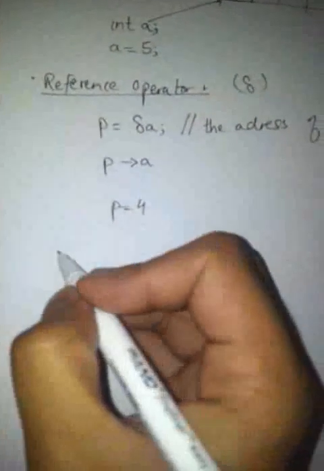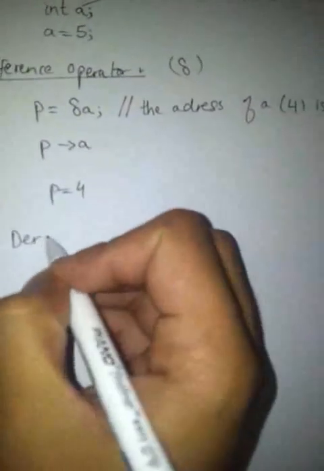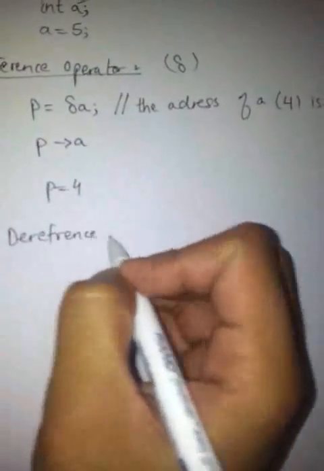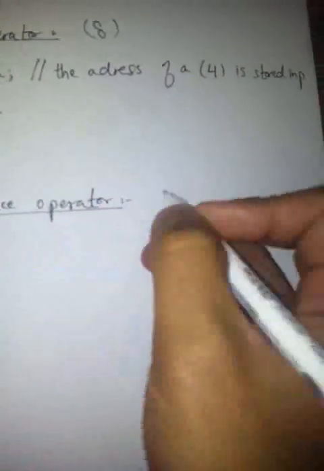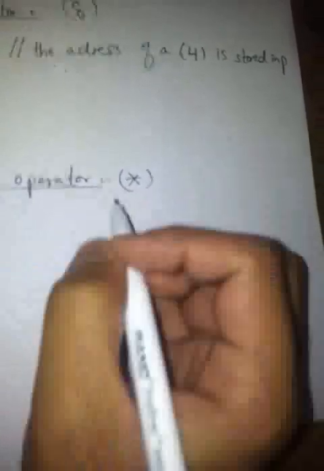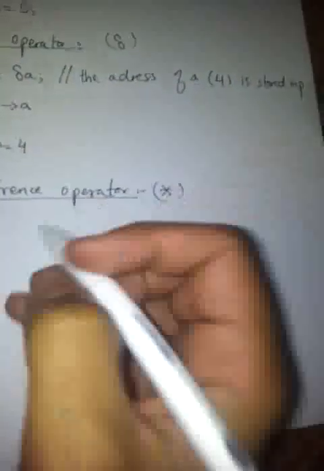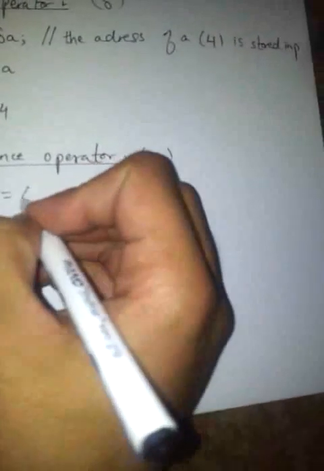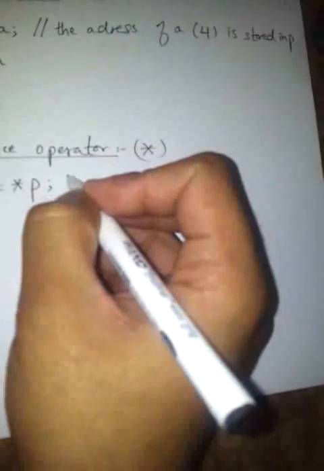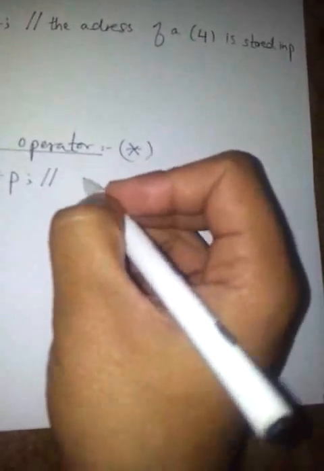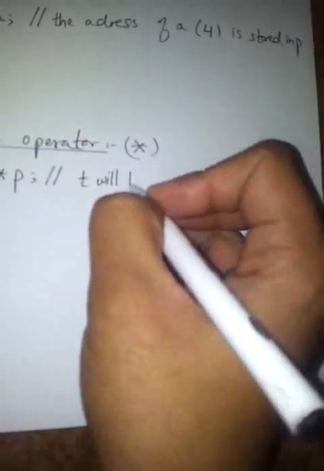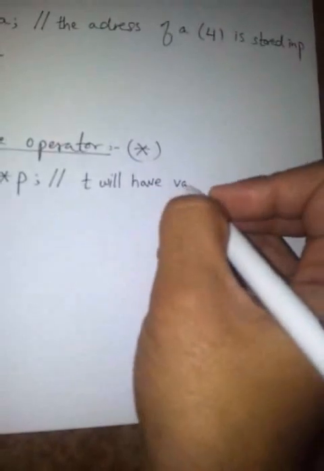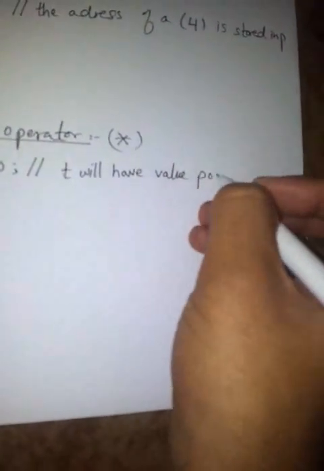Now the other operator is the dereference operator. Its symbol is the asterisk sign, and it's used in this way. Now, what does this instruction mean? It means that t will have the value pointed to by p.